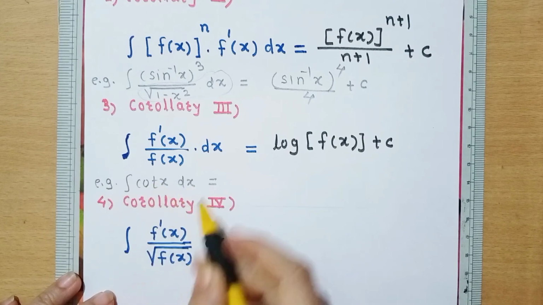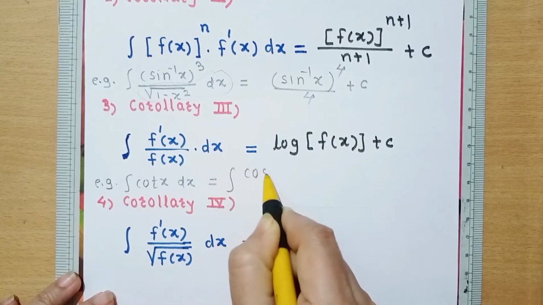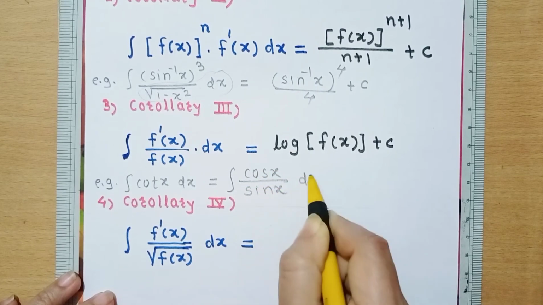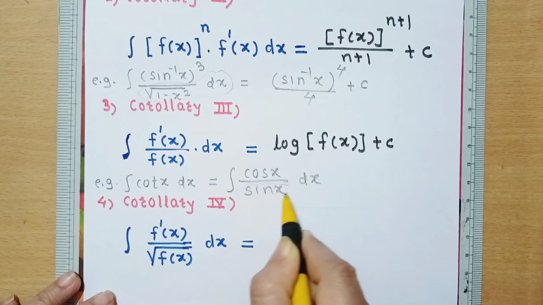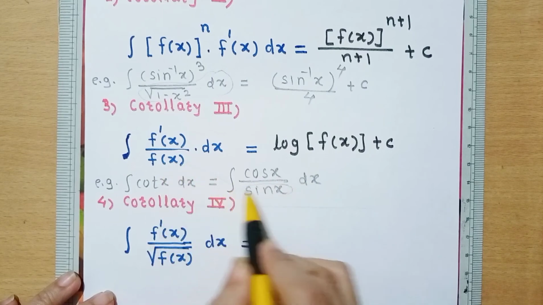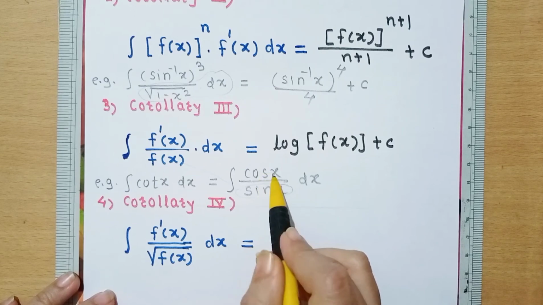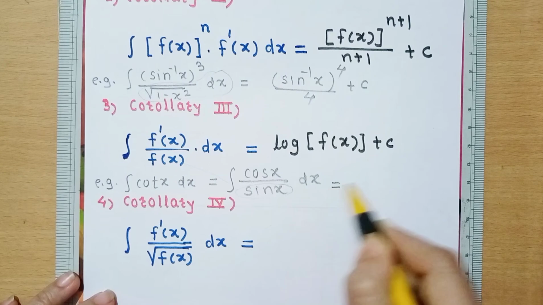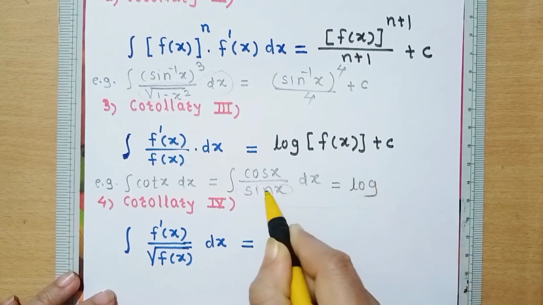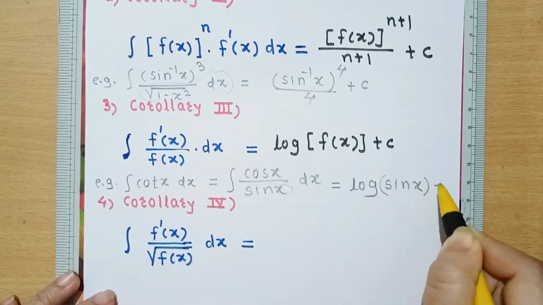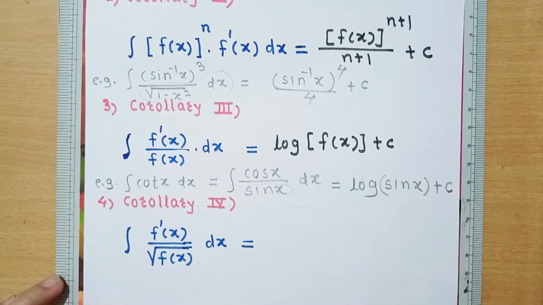We can write cot as cos of x upon sine of x. And now if we assume this sine x as a function of x, the derivative of sine x is cos of x, present in the numerator, and so directly we can write its answer as log of this denominator, sine of x, and then write down plus c.